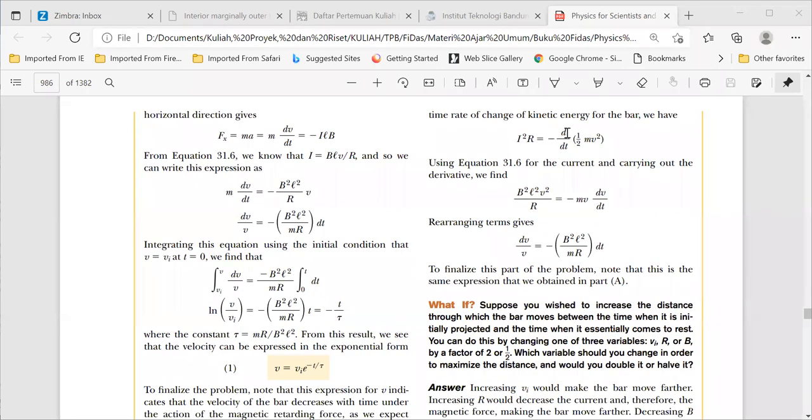Okay, if we use this one, we will get that this is the power in the resistor, and this is the power in the bar, which is the derivative with respect to time of the kinetic energy of the bar. So we will get the same result as if we use Newton's second law.